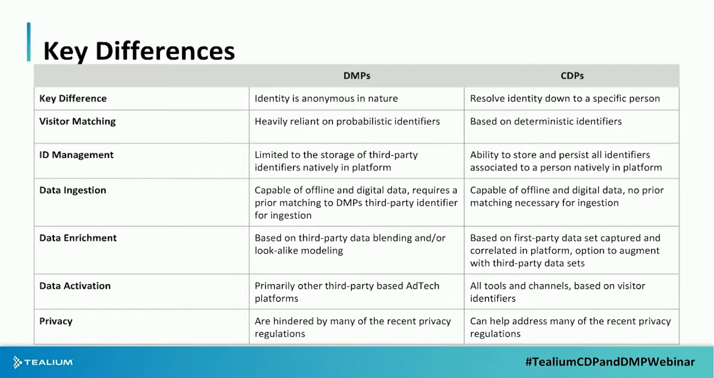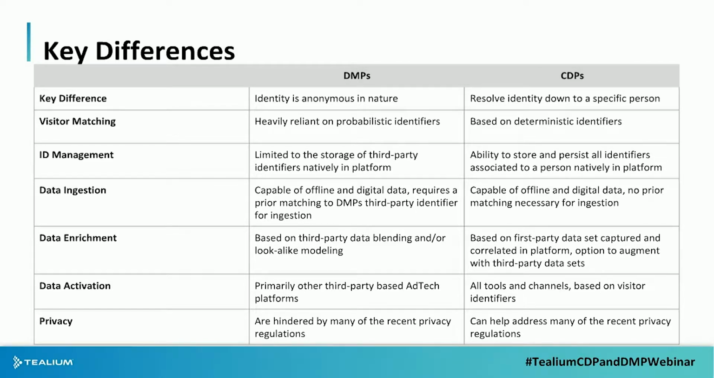Data ingestion, another topic already covered, but it's important to note that DMPs are absolutely capable of ingesting both offline and digital data. However, as I've already covered, it really requires prior matching to a DMP's third-party identifier in order to ingest it into their platform. Right, and a CDP should have multiple ways to get data into that platform. One of the most common ways is via a tag placed on a website. Another common method should be an API. So if you have a system that's not really offline, but it has the ability to make an API call out, that's going to be important, as well as a batch process of bringing data in. So leveraging all those known identifiers, a CDP can then merge all that data across all those different touch points.